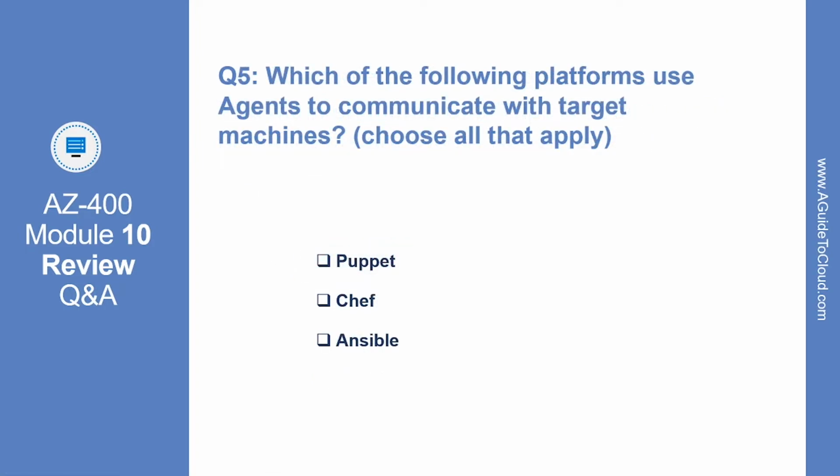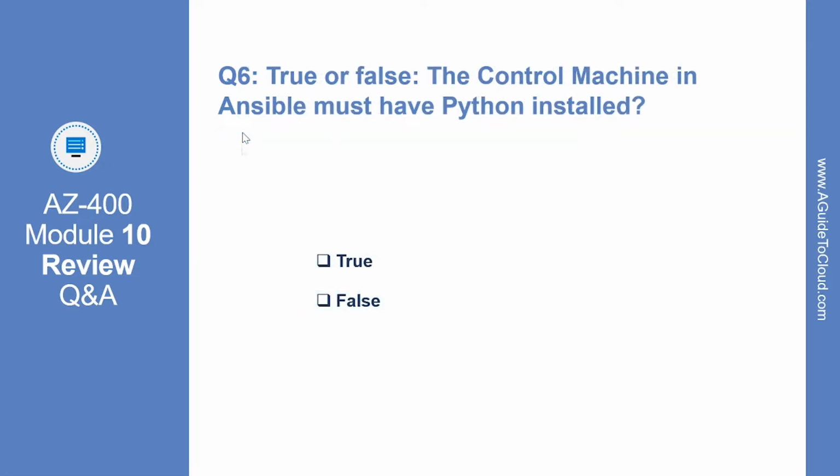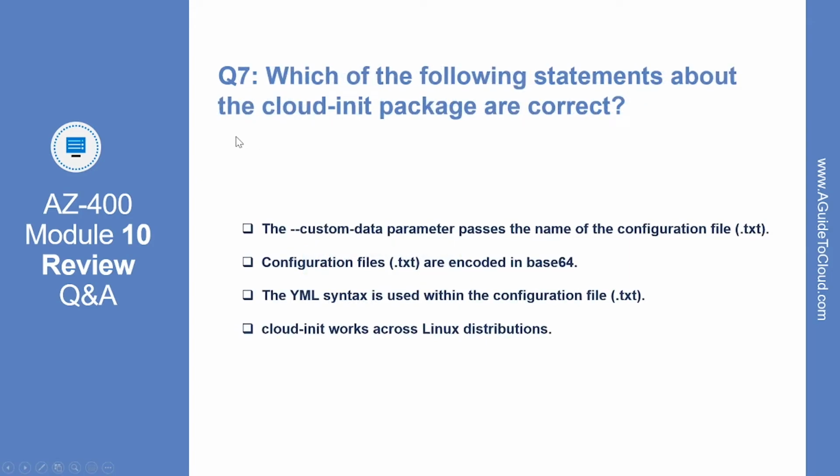Question number 5. Which of the following platform use agent to communicate with target machines? The correct answers are Puppet and Chef. Question number 6. True or false? The control machine in Ansible must have Python installed. Is it true or false? Correct answer is true.